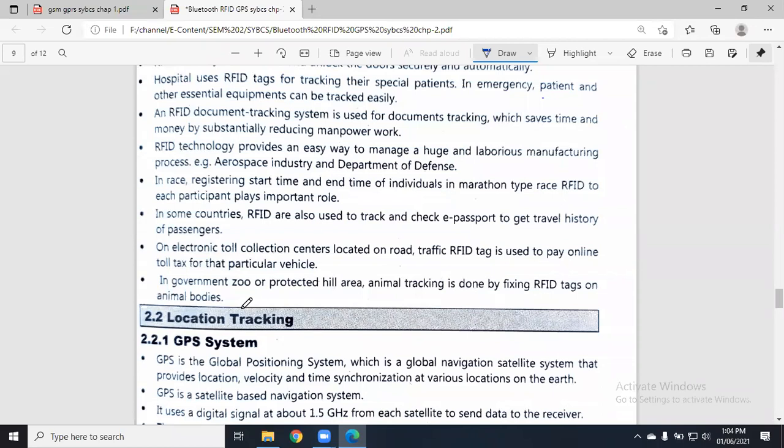And the last application of RFID is in government zoos or protected hill areas. Animal tracking is done by fixing RFID tags on the animal's body. People do such kinds of experiments. They attach an RFID tag on a bird or animal, and they track the history of that bird, traveling from which location to which location on a particular day. So there are multiple applications where you can use RFID.